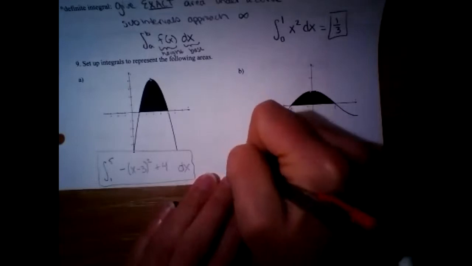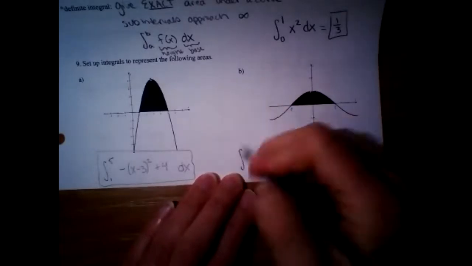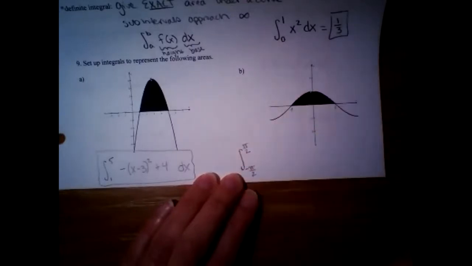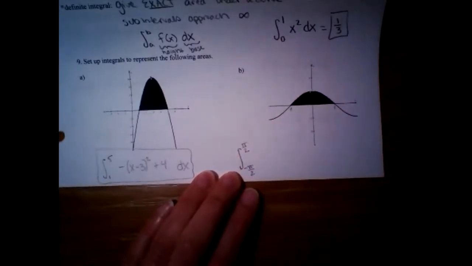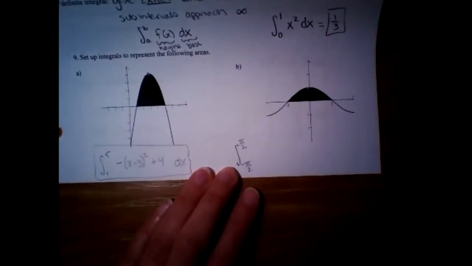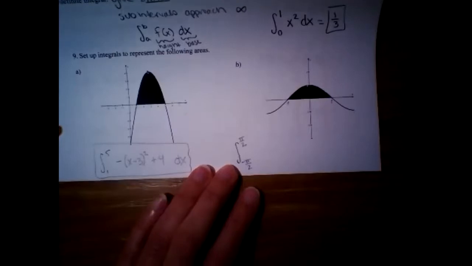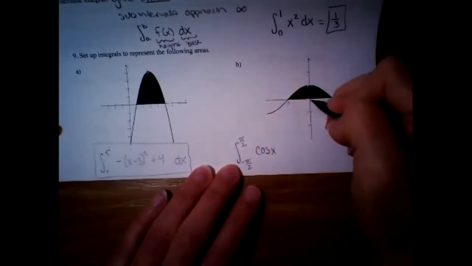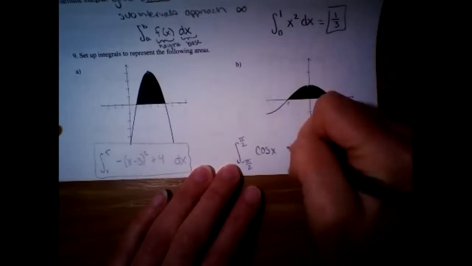All right, and then for this one, this is going to be the integral from negative pi over 2 to positive pi over 2. And then which function is that? I know you're like, it's either sine or cosine. I'm going to tell you, I'm your teacher, but what do you guys think? Is that sine or is that cosine? Good, nice job, guys. Sine starts at the origin. That's how I remember them, is where they start. Sine starts at 0, 0, cosine starts at 0, 1.